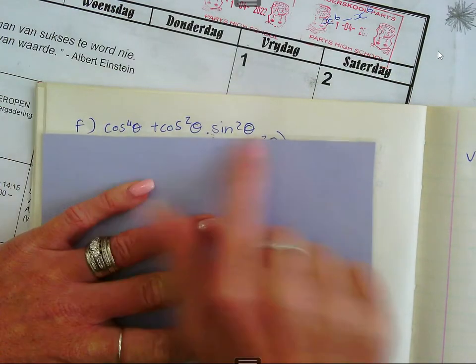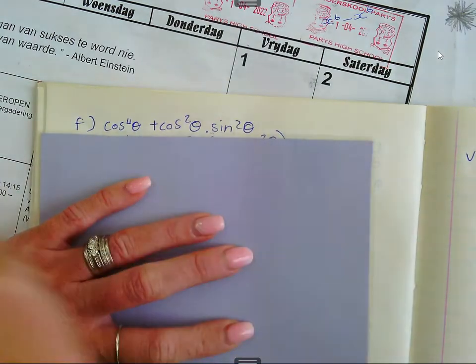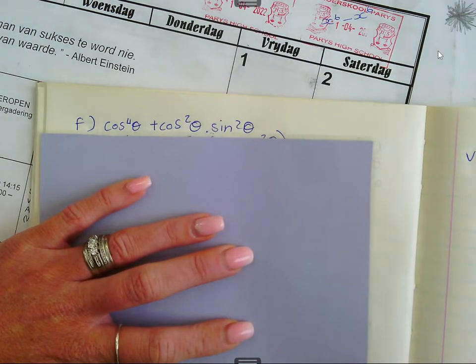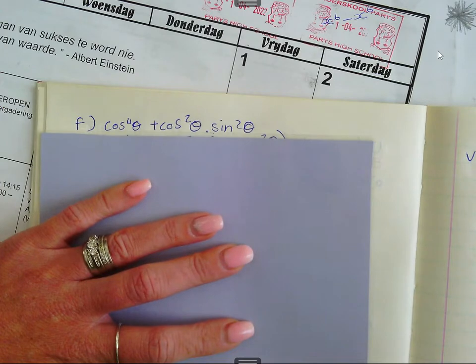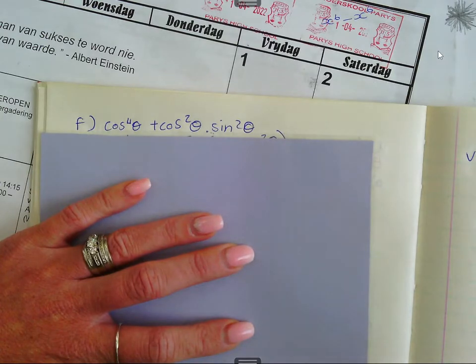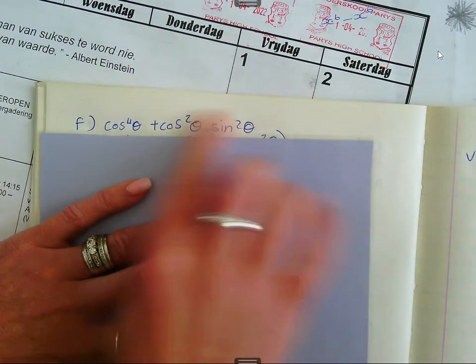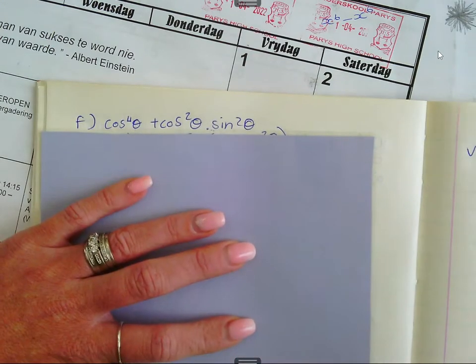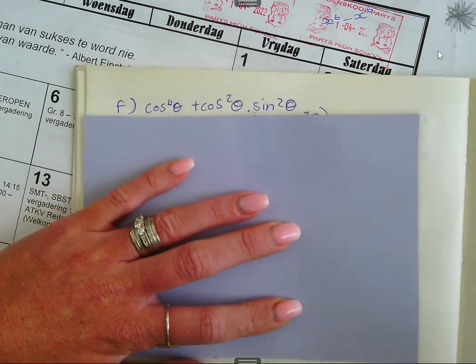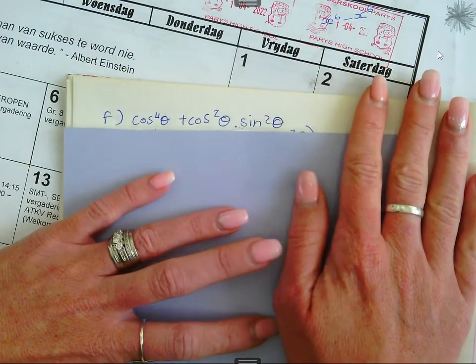If you look at this, cos to the power of 4 plus cos squared sin squared. It's two terms, but it's not a fraction. Is there something algebraic that I can do? No, it's not a difference of two squares, because it's not a perfect square there. Well, you can probably say that, but no. It's not a difference, it's an addition sum, so that cancels it out already.